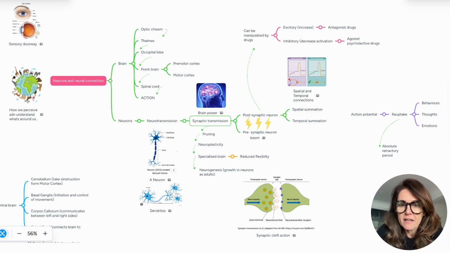As the message reaches the axon terminal of the presynaptic neuron, it causes the release of molecules called neurotransmitters into the synapse. Neurotransmitters can be excitatory, meaning they increase stimulation of the postsynaptic neuron and make it more probable to fire an action potential, or neurotransmitters can be inhibitory, meaning they decrease activation in the postsynaptic neuron and make it less likely that an action potential will be fired.